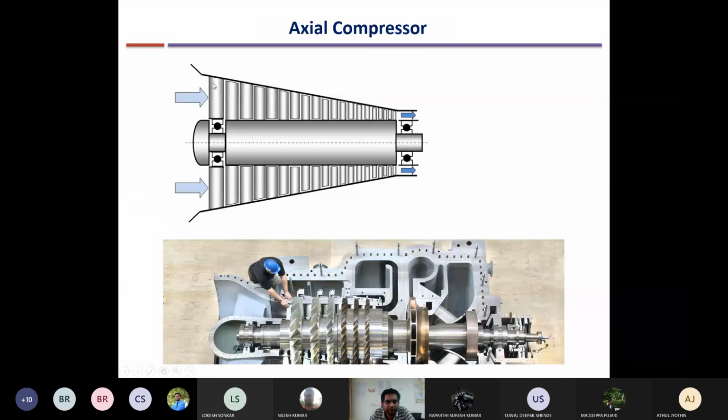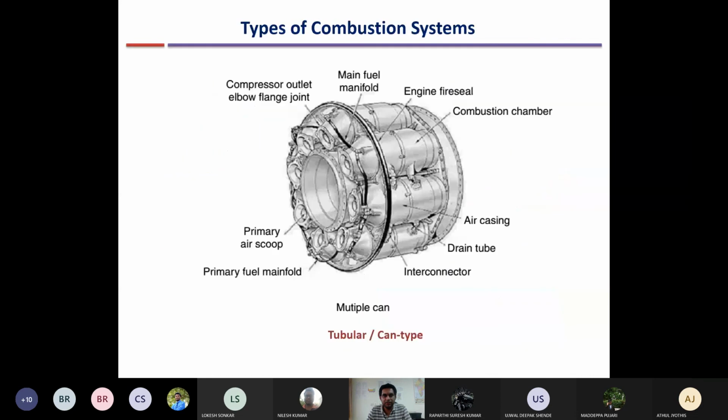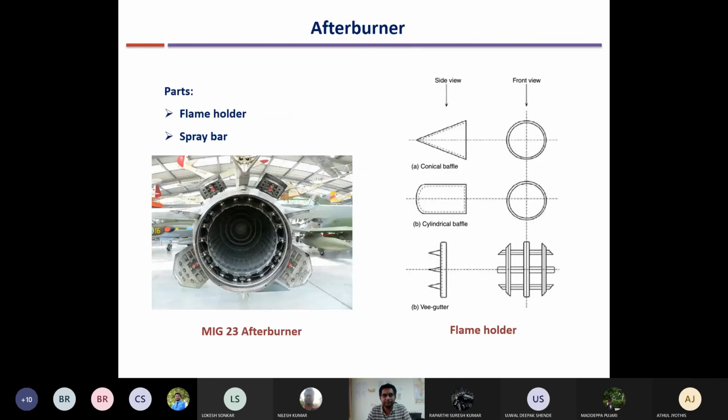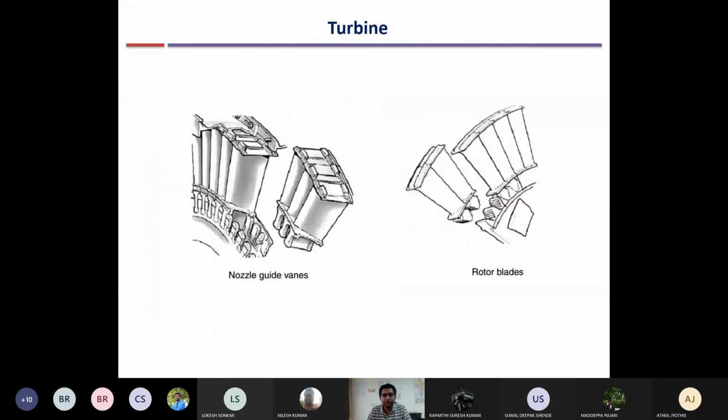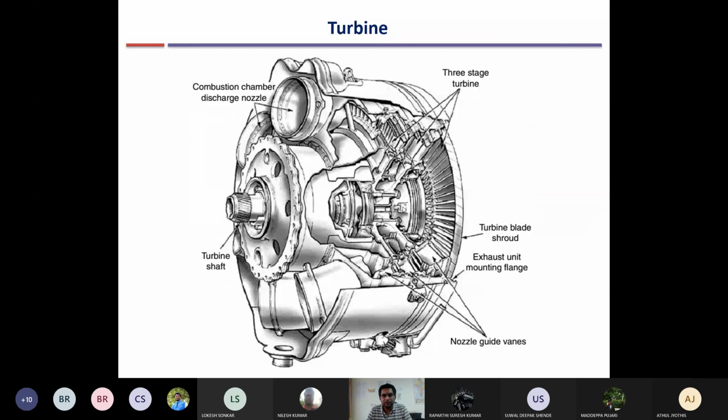So instead of starting from a large cross section, you go from a small cross section to a larger cross section like this. Rotor blades are mounted on the shaft, and stator blades are mounted on the casing. The function of stators is to act like a nozzle to accelerate the flow. So let me go to the turbine part. This is not a good diagram. I could have found a better one.